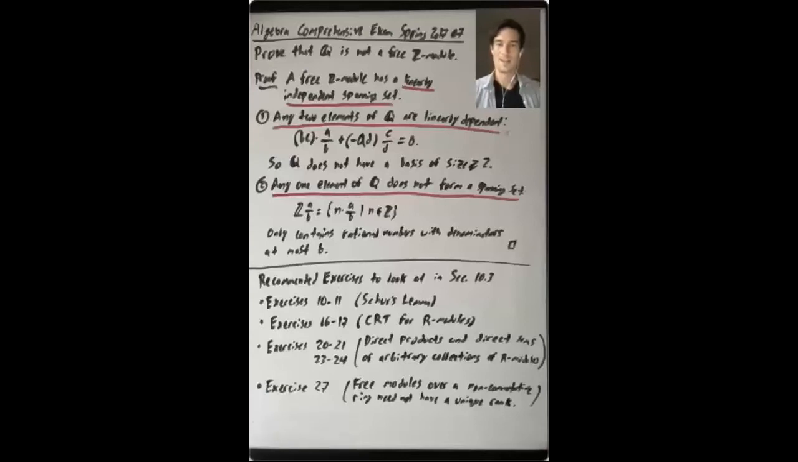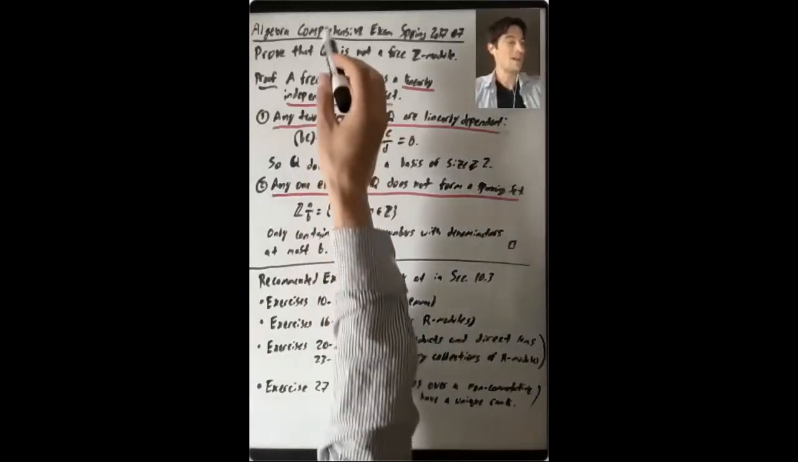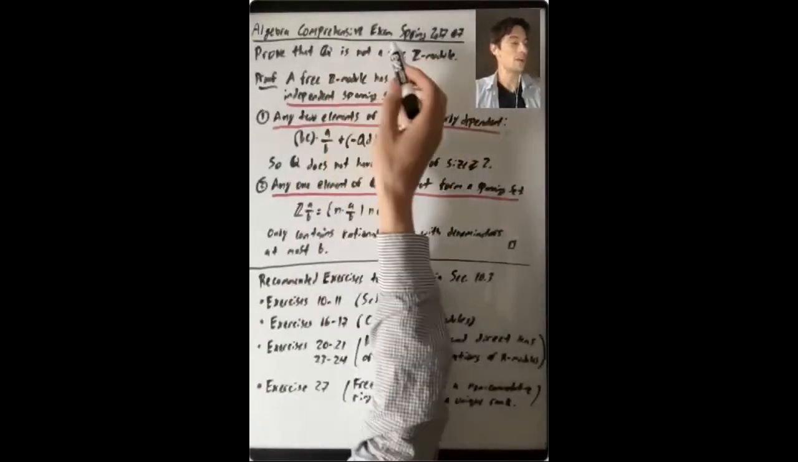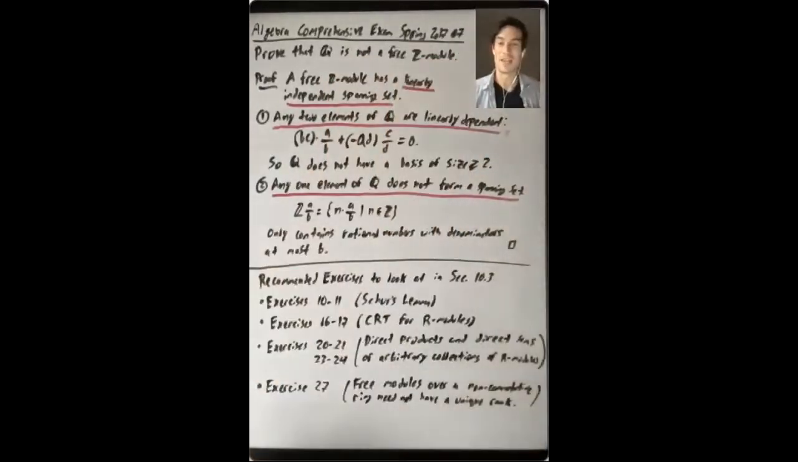The next thing I would like to do is solve a problem from the 2017 Algebra Comprehensive Exam. This is number 7. This problem is a classic, so I want to make sure that you've seen it. It provides a really good example for lots of questions of the form: give an example of a ring R and an R module M that has some property.